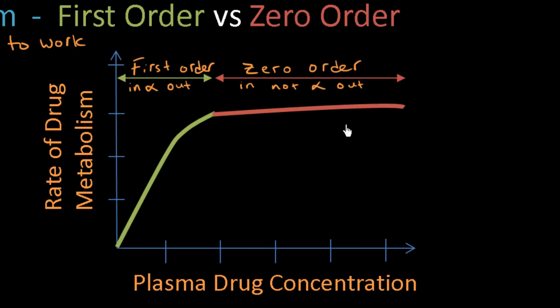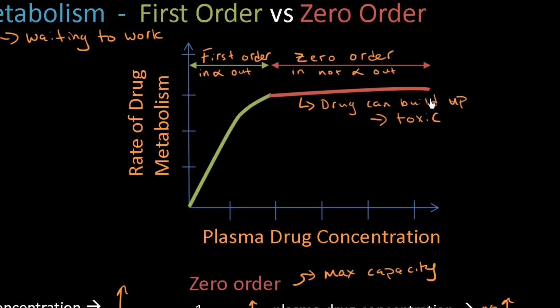We don't like to be in this zero order plasma drug concentration range as clinicians. And the reason is the plasma drug concentration is going up, but the rate of metabolism isn't going up with it. So what that means is that the drug can build up in the body. So it can build up, and if it builds up, that can lead to toxicity or toxic side effects.